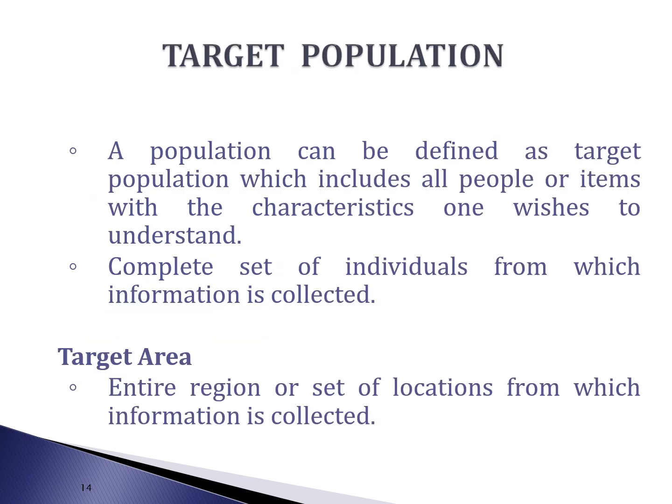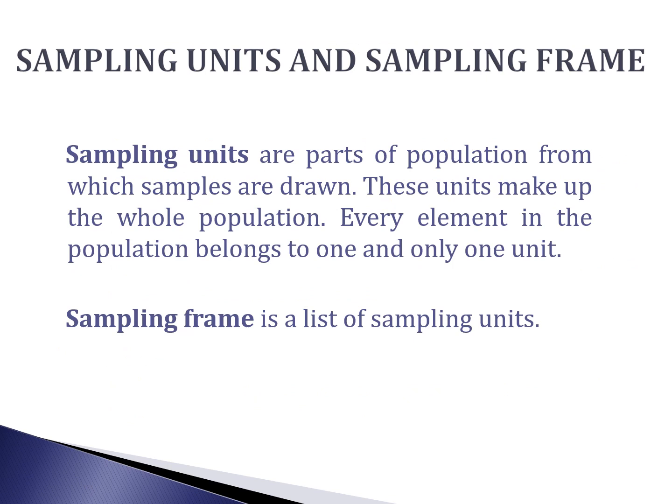Stages in the selection of a sample include defining the target population. A population can be defined as the target population, which includes all people or items with the characteristics one wishes to understand, the complete set of individuals from which information is collected. The second step is selecting sampling units and the sampling frame.